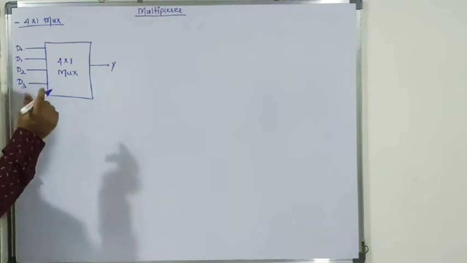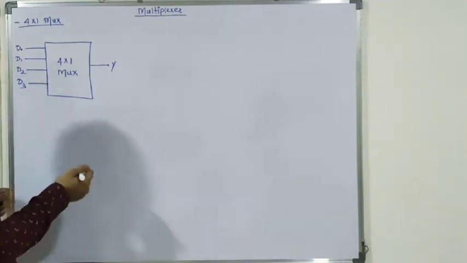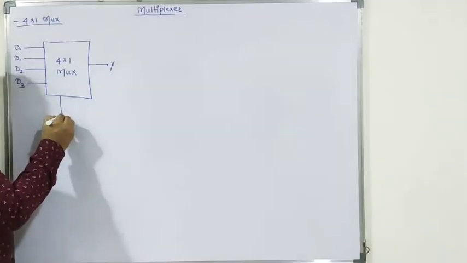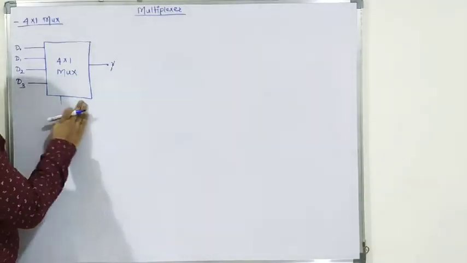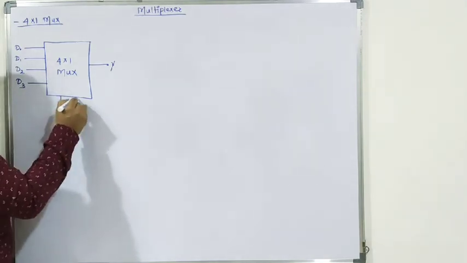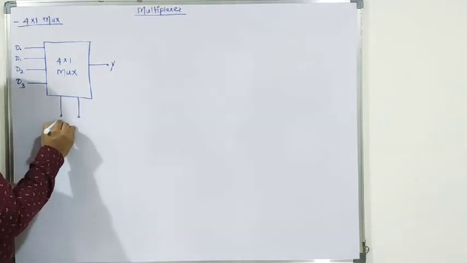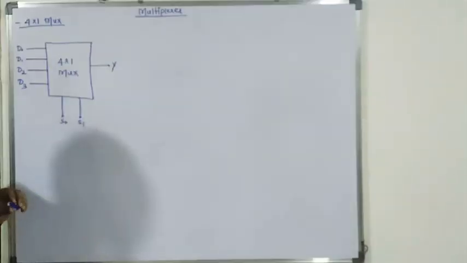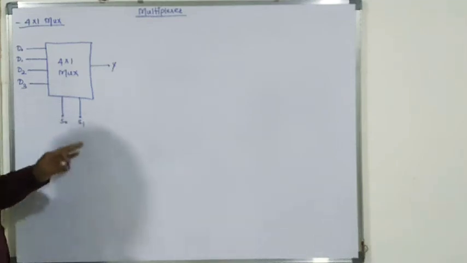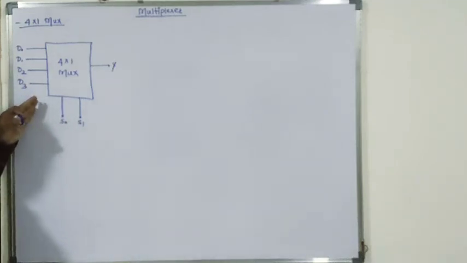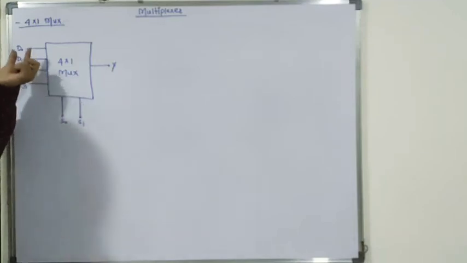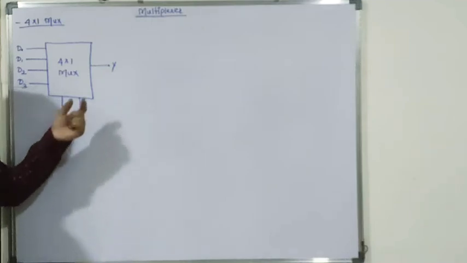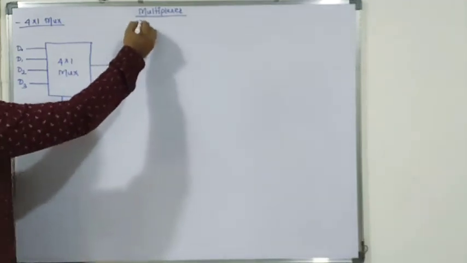As we already discussed the number of input and select lines, here there are 2 select lines for this 4:1 mux, S0 and S1. So the block diagram shows the 4:1 mux with D0, D1, D2, D3, the 2 select lines and 1 output.